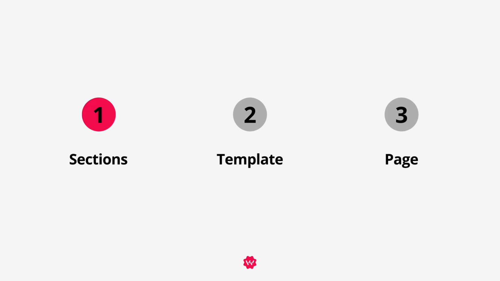Wonderment starts by creating sections. These are the building blocks of your tracking page. Then we'll build a template for the sections to live on. And finally, we'll create a page that the template can be applied to.